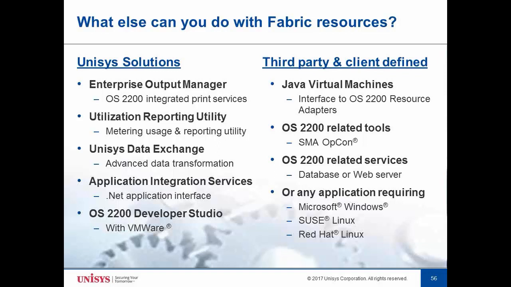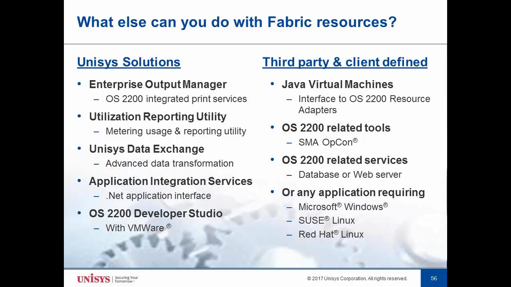Application integration services is another capability, although I believe AIS runs within the OS 2200, not within the fabric. It provides a .NET application interface to any number of Windows environments, such that you could run a Windows application and communicate between the OS 2200 and the Windows application via .NET.